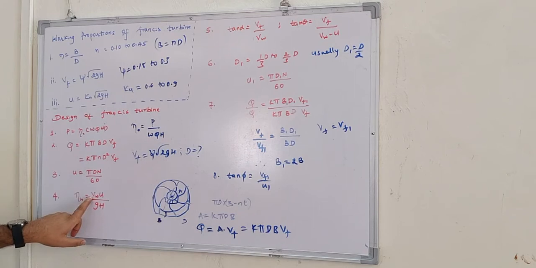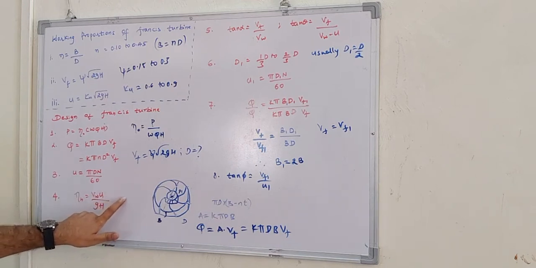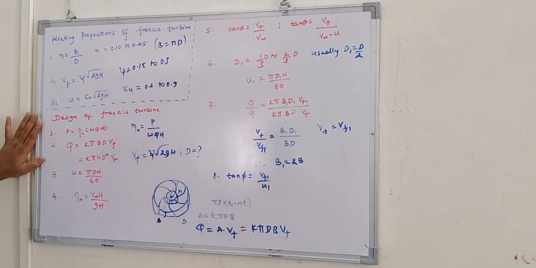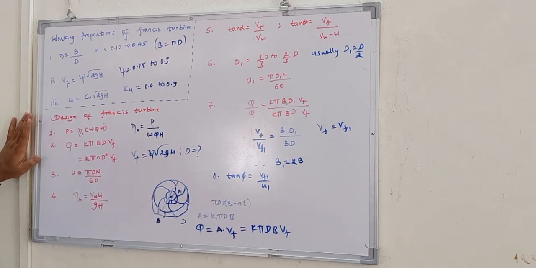Overall efficiency is equal to Vw into U divided by Gh, and the generalized equation was Vw into U plus or minus Vw1 into U1 divided by Gh. But in order to make it more efficient, we try to make beta equal to 90 degrees. If we make beta equal to 90 degrees, your Vw1 is equal to 0, right?